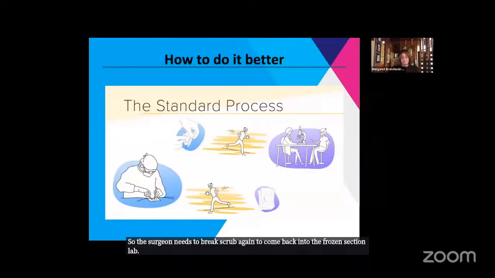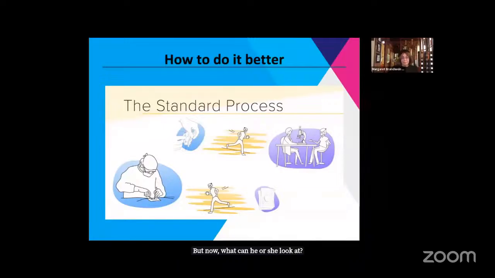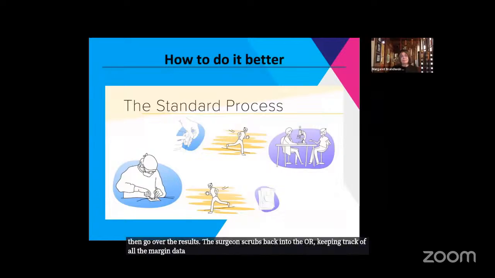But now, what can he or she look at? The dissected specimen is basically unrecognizable for the surgeon. Again, the only common point of reference is that crudely drawn map. Then we go over the results, the surgeon scrubs back into the OR, keeping track of all the margin data, mentally mapping that data back onto the defect, and then goes and resects the supplemental margins that are necessary.